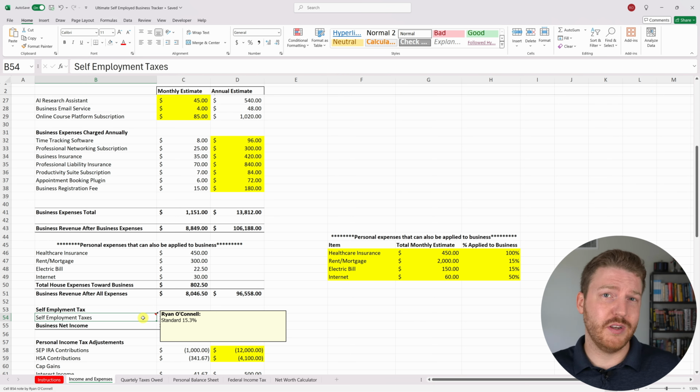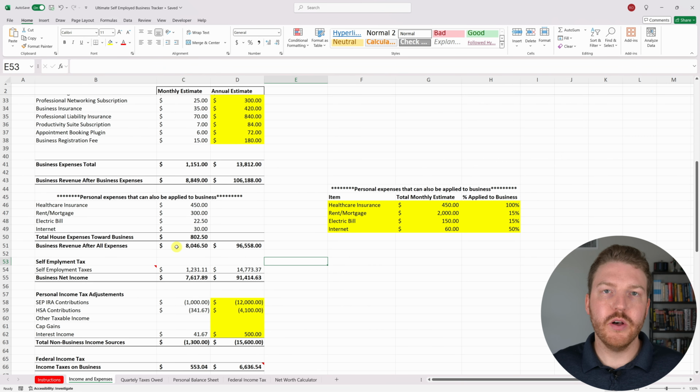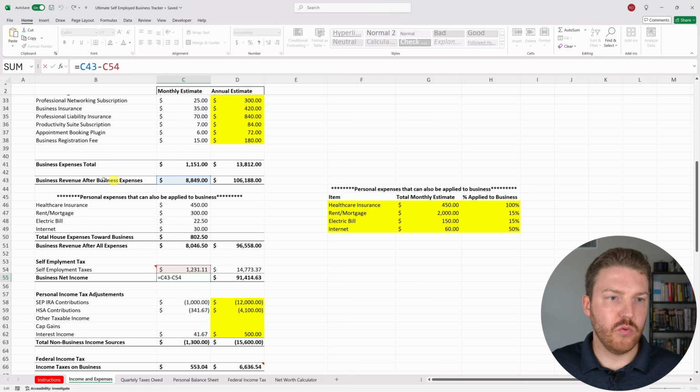As a self-employed individual, you pay the full amount, unfortunately. Now we can figure out what our real business net income is after we take what our business revenue after expenses was minus those self-employment taxes. Because I don't use this business revenue after all the expenses, because these aren't really true business expenses. We'd be paying these either way.